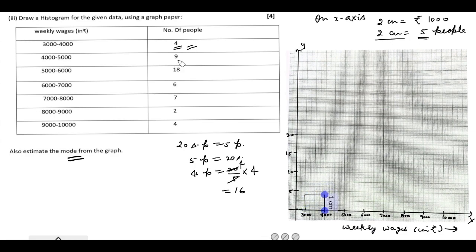Thousand to 5000. 9 means 4 parts after 5, means after 5 you have to take 16. If you draw this on your graph paper, you can draw it even more accurately. Next, 18. 18 means 3 after 15. For 3 people you have to take 12 parts, means after 15 you have to take 12.